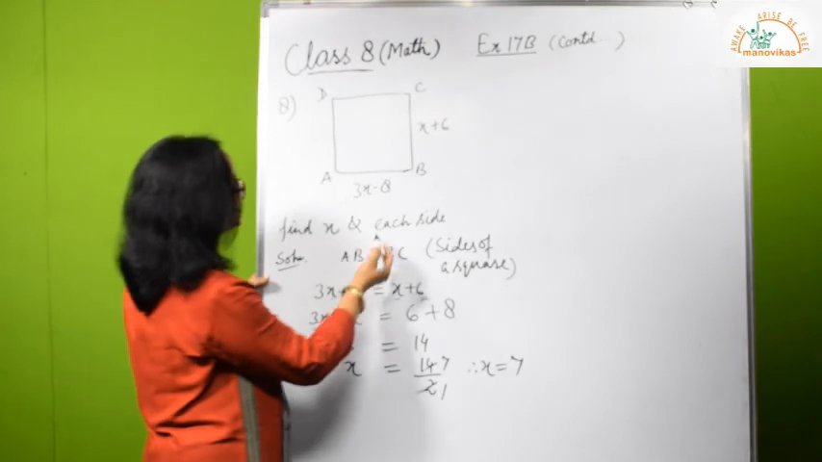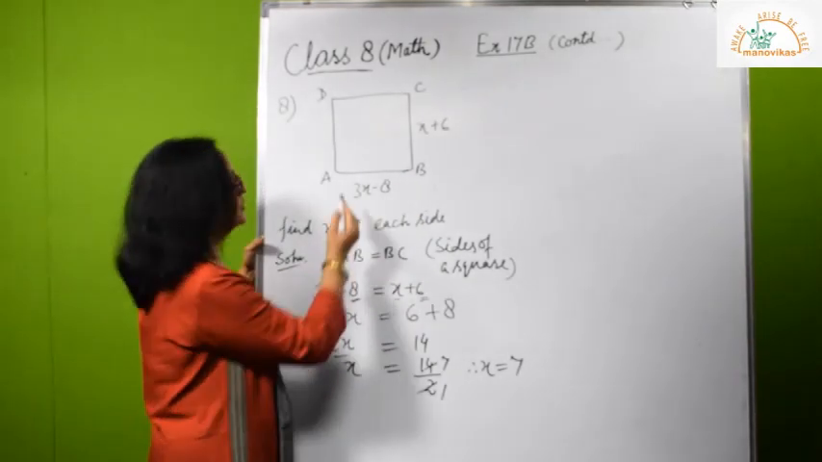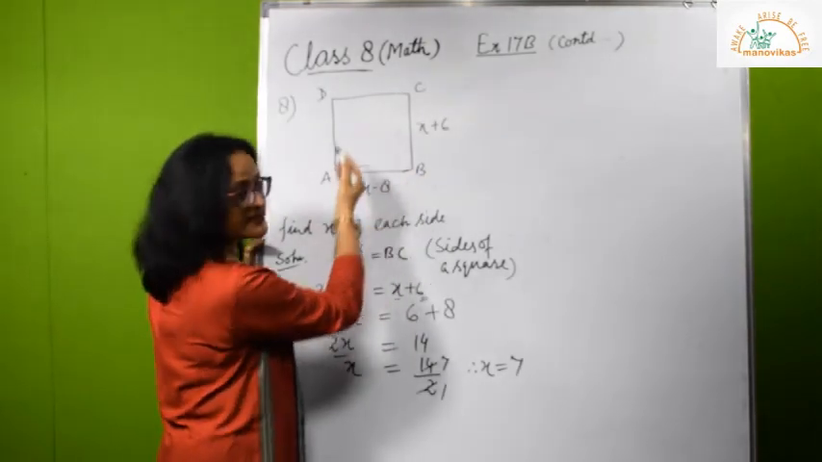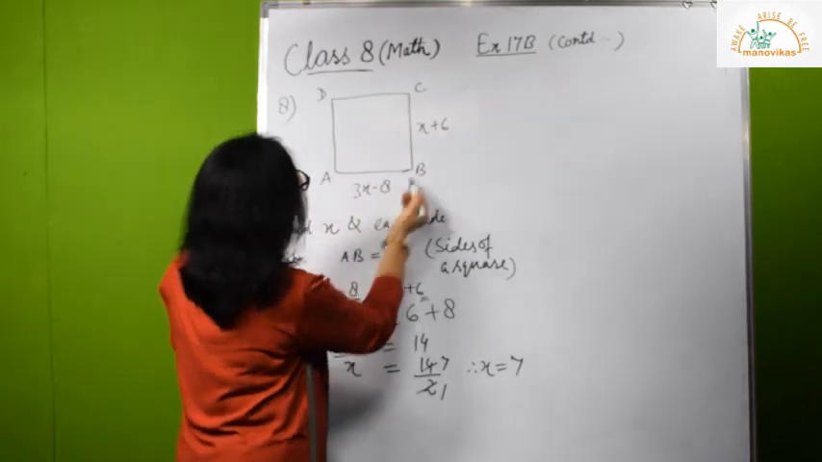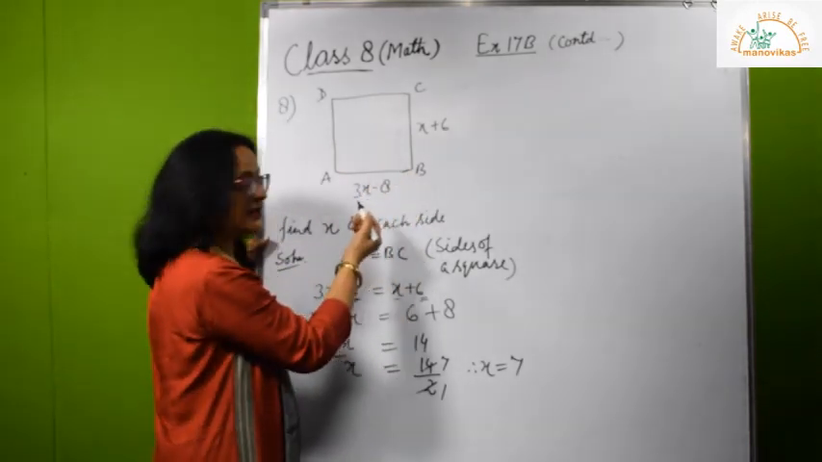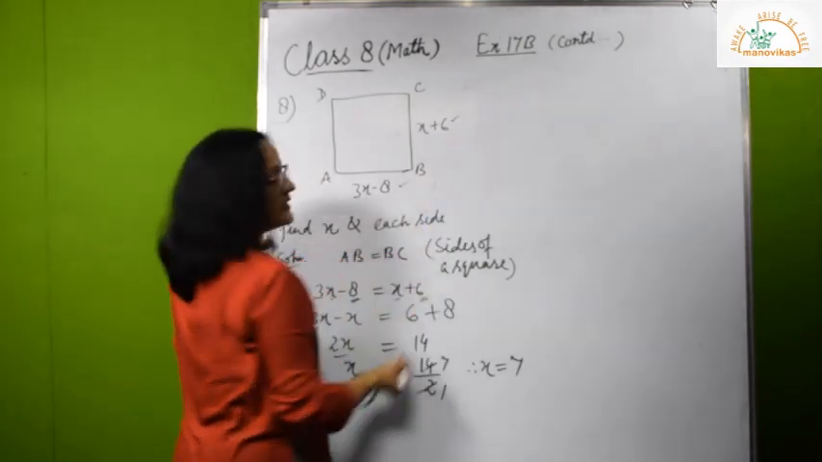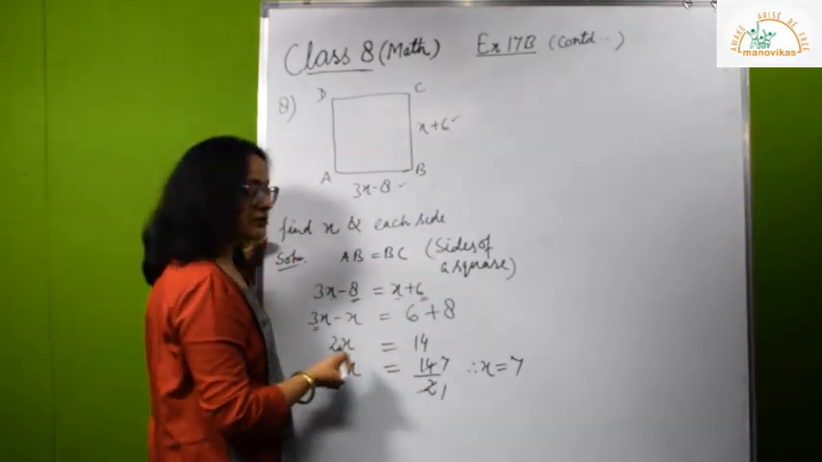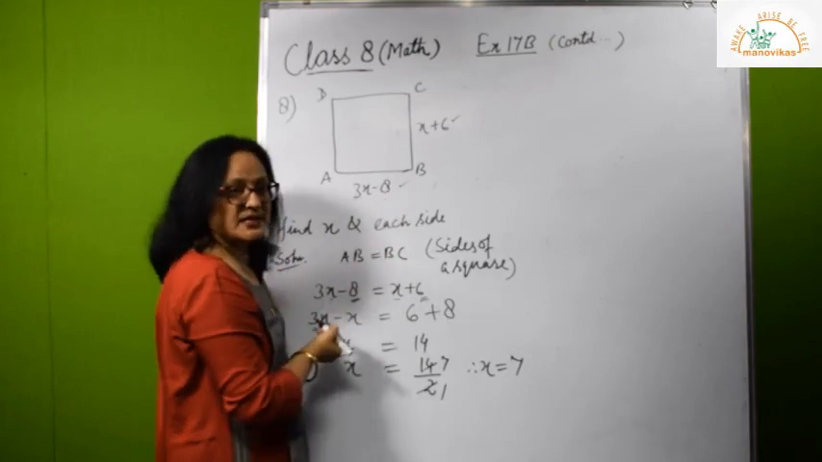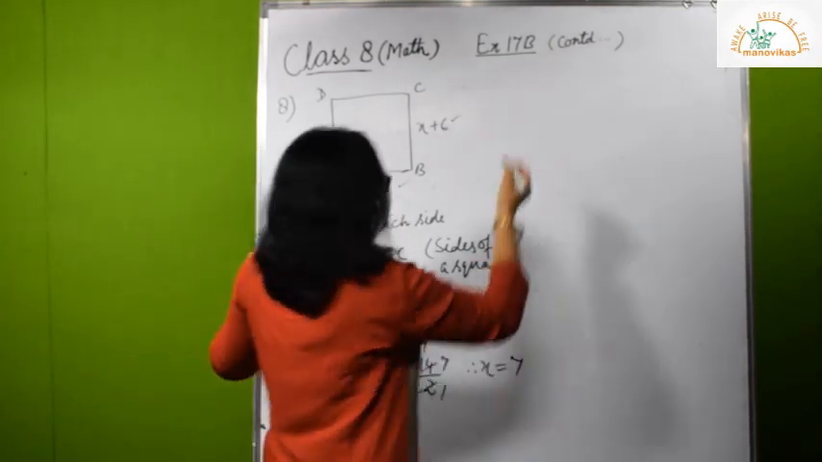Now you have to find each side also. So AB, all the sides are equal. So you can find any one side and all the sides are equal. So either here you put the value of x or in this form you put the value of x. Both the ways you will get the same answer. So I am showing both the ways.